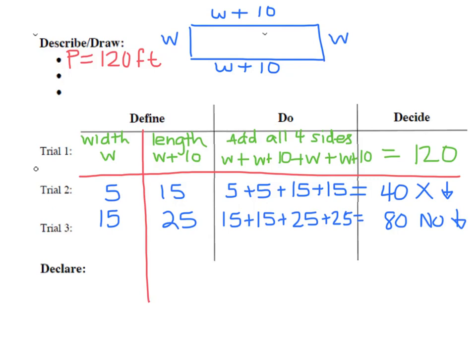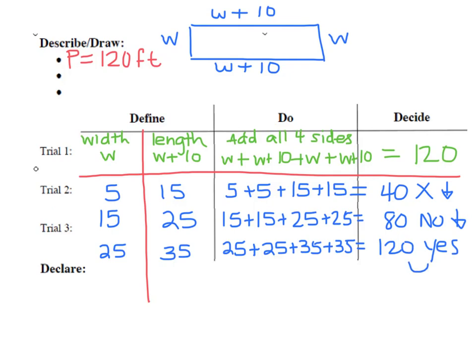So maybe I'll try 25. Okay, so I'm going to list 25 now. If my width is 25, my length would be 25 plus 10 more, which is 35. Now I'm going to come over here again and add my sides: 25, 25, plus 35, plus 35. Let's see what that equals. That equals 120. So I got my answer correct. I finally got it to be just right.